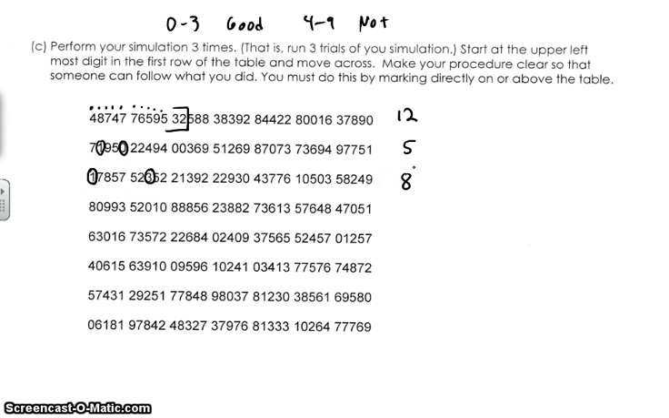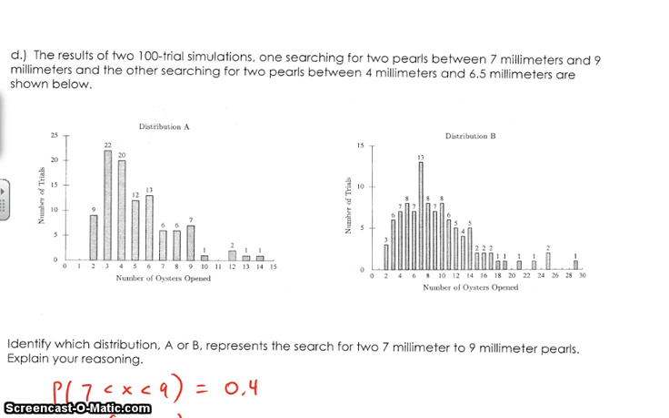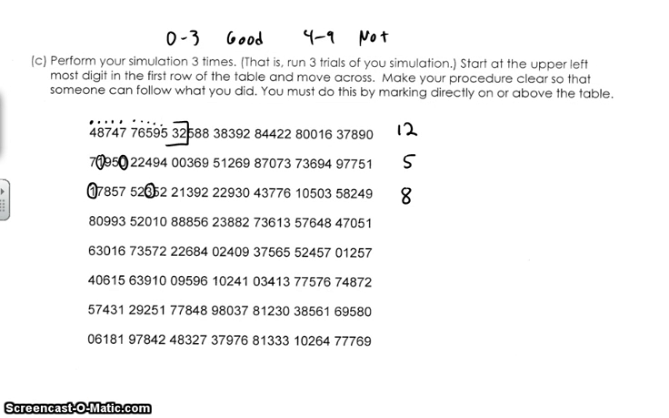All right, so pretty simple there. Now we move on to the question that actually matters. So part D shows the results of 2 100 trial simulations. So we did 3 trials. Okay, we got results of 12, 5, and 8.